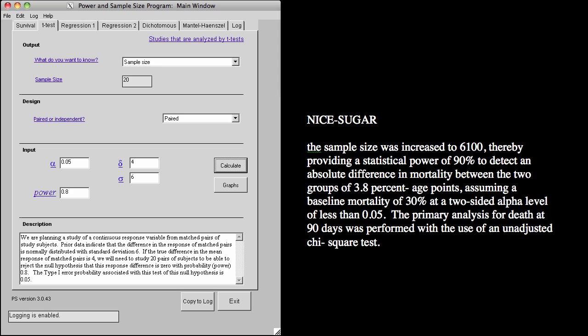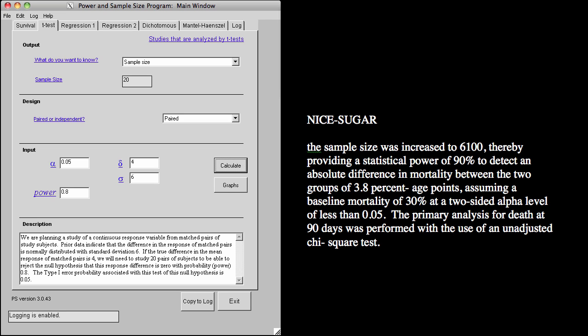Now our next example is from the NICE-SUGAR study. This was a large randomized controlled trial that was looking at blood sugars within the hospital, and they actually increased their sample size partway through based off another study that had been published that showed a little bit lower percentages of the event they were looking for, which was mortality. So they decided partway through to redo their calculation.